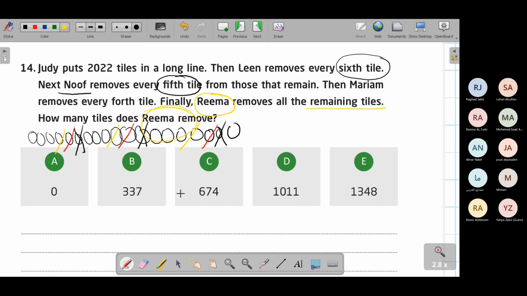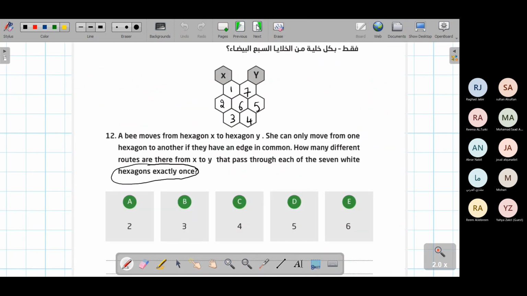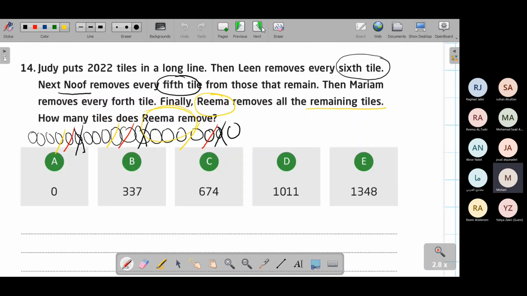This will be for the next time, inshallah. So now we have number 14 as homework, and which other number? 12. Okay, 12 and 14, both of them are homework for tomorrow.